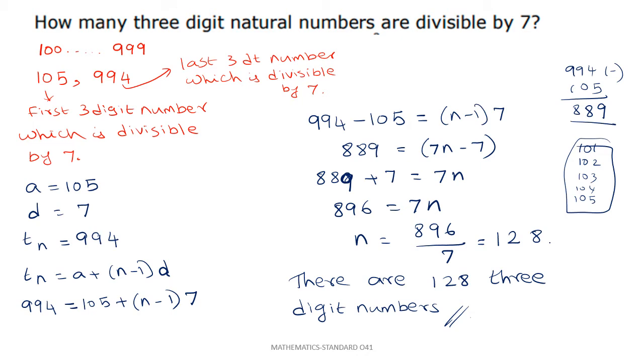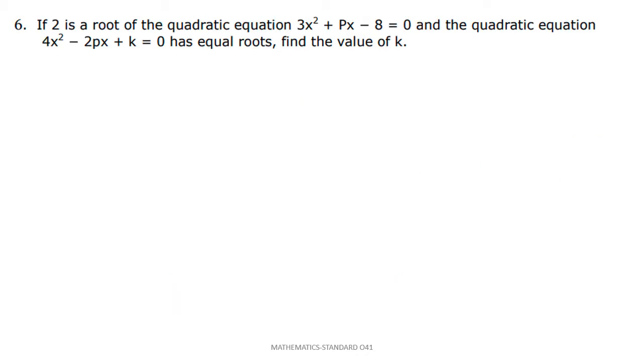So now let's see the next problem, children. If 2 is the root of a quadratic equation, 3x squared plus px minus 8 equal to 0, and the quadratic equation 4x squared minus 2px plus k equal to 0 has equal roots, find the value of k.